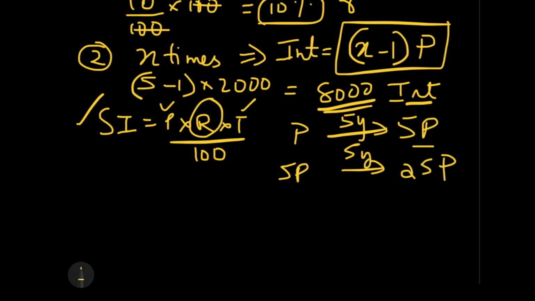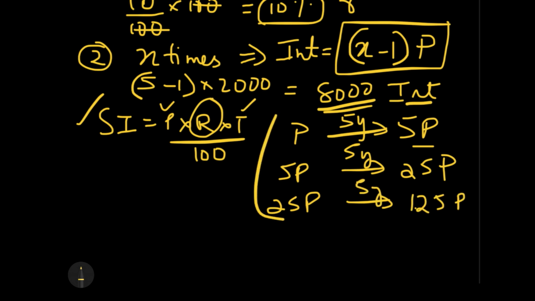There is a uniformity in the CI questions. The 25P will again become 25 into 5, that is 125P, in the next 5 years. So this is a continued thing. This will help you when you have two comparisons. You can easily calculate the unknown quantity over here. So I hope this would be helping you out.